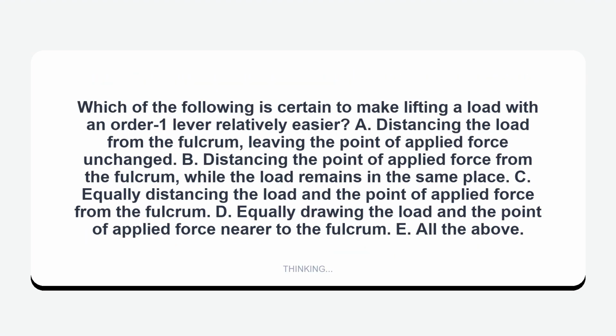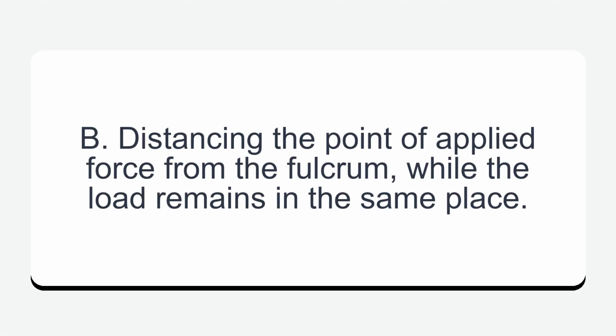Which of the following is certain to make lifting a load with an order 1 lever relatively easier? A. Distancing the load from the fulcrum, leaving the point of applied force unchanged. B. Distancing the point of applied force from the fulcrum, while the load remains in the same place. C. Equally distancing the load and the point of applied force from the fulcrum. D. Equally drawing the load and the point of applied force nearer to the fulcrum. E. All the above. B. Distancing the point of applied force from the fulcrum, while the load remains in the same place.